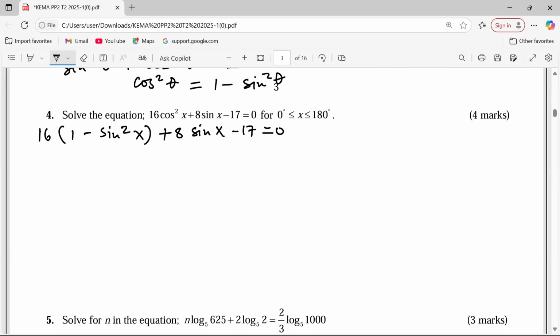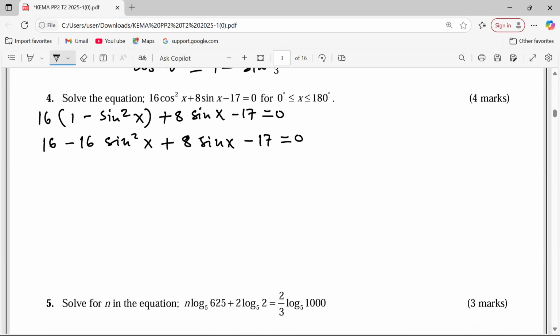When the equation is at this level, remember the first term can still be expanded. 16 minus 16 sine squared of x plus 8 sine of x minus 17. This is equivalent to 0.